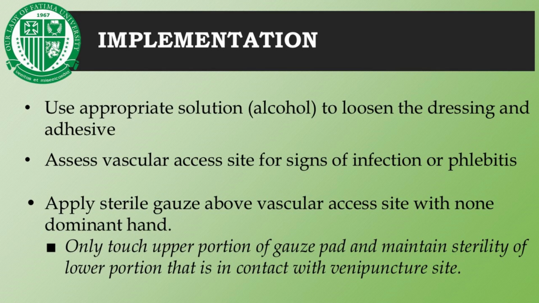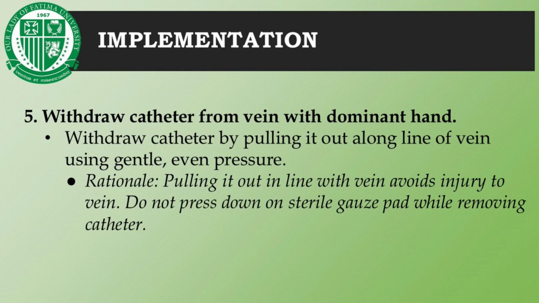Apply sterile gauze above the vascular access site with the non-dominant hand. Only touch the upper portion of the gauze pad and maintain sterility of the lower portion that is in contact with the venipuncture site. Withdraw the catheter from the vein with the dominant hand. To do that, withdraw it by pulling it out along the line of the vein, using gentle, even pressure to avoid injury to the vein. Do not press down on the sterile gauze pad while removing the catheter.